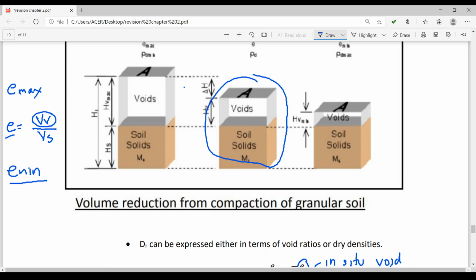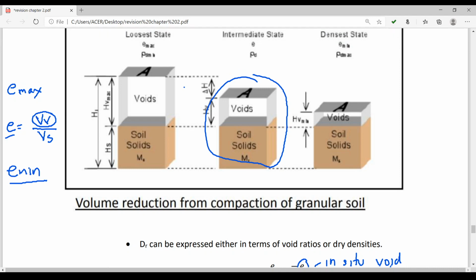Also, sabi ko nga kanina, yung measure ng ating compaction is through density and unit weight, or dry density and dry unit weight. So density natin, that is mass all over volume.